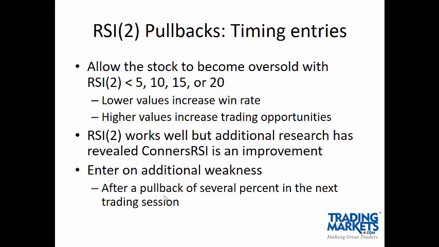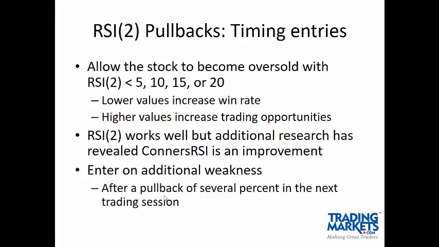To time entries, we can use the RSI2 or the Connors RSI. Generally, when values are below 20, a stock is oversold. The lower, the better, as far as win rate goes and probability of success. Even RSI2 less than 20 has a very high probability of success. Lower values, of course, are better for more conservative traders. And as we've noted, RSI2 works well, but in additional research, we discovered Connors RSI, and it is an improvement.